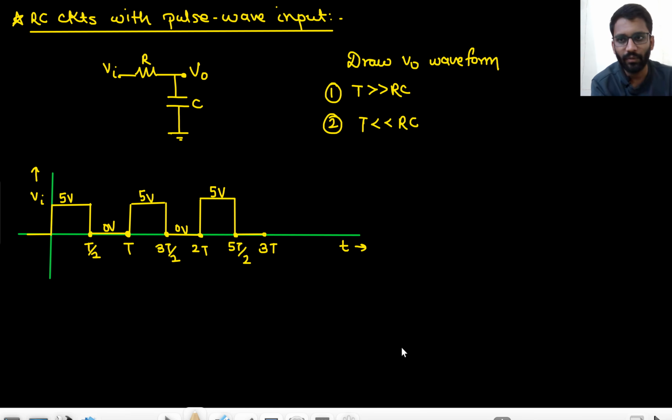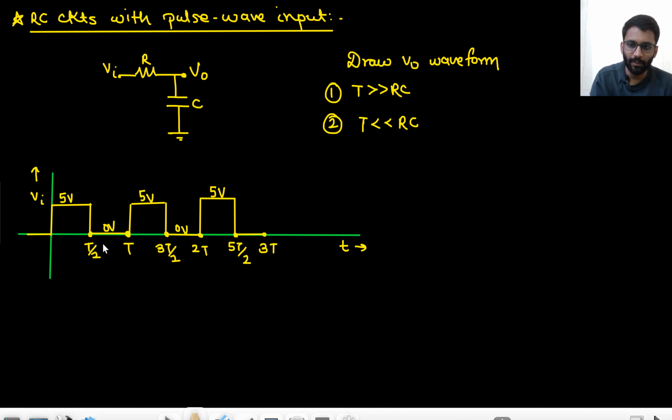Hello everyone. So now we will see RC circuits with the pulse input. First we were applying a step input, like it was 5 volt for t greater than 0 always, right? But now what will happen? 5 volt, 0 volt, 5 volt, 0 volt, 5 volt, 0 volt.